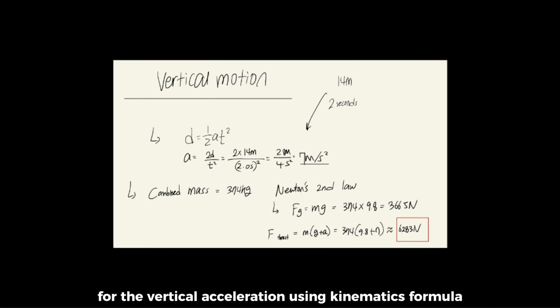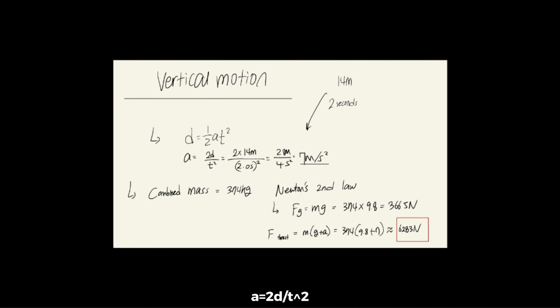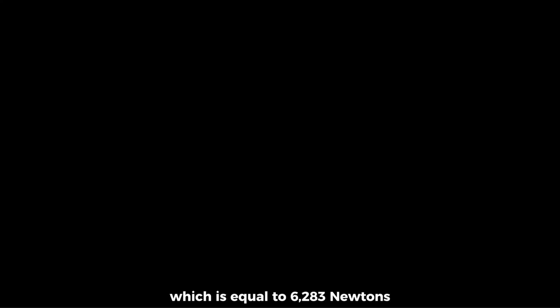For the vertical acceleration, using the kinematics formula, a equals 2d over t squared, which is 28 over 4, equals 7 meters per second squared. The mass of the suit with Tony is 374 kilograms. The weight results in 3,665 newtons. The required thrust is F equals m times g plus a, which is equal to 6,283 newtons.